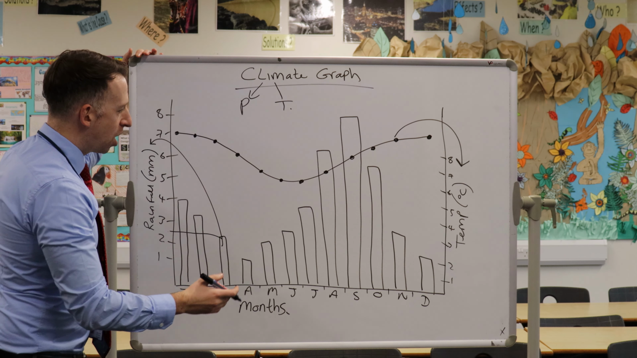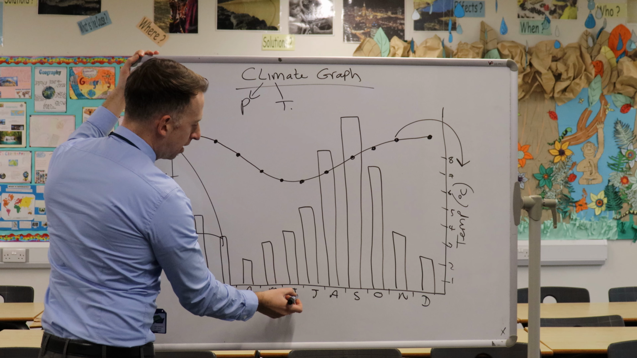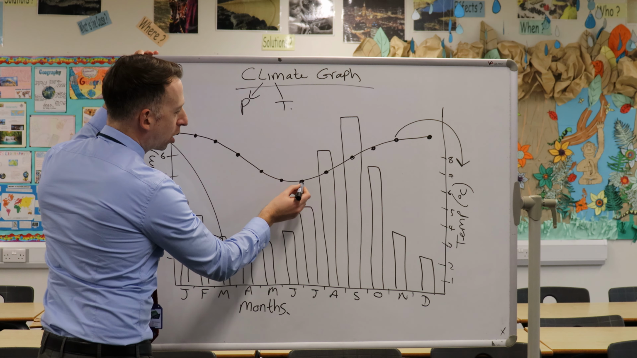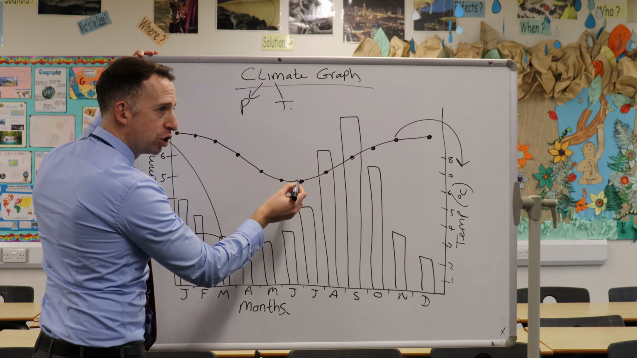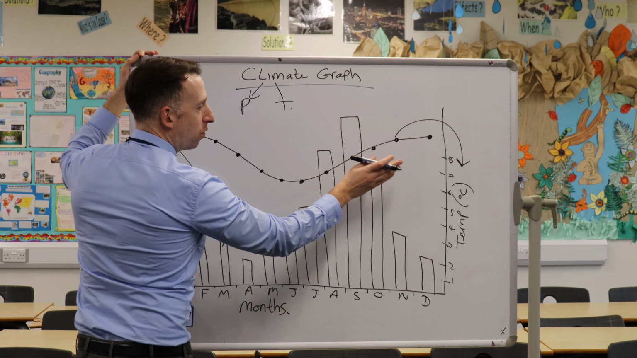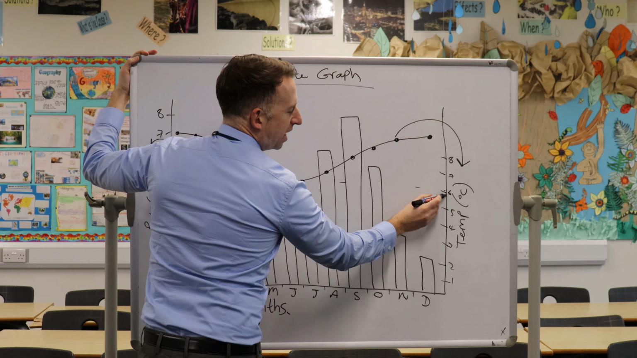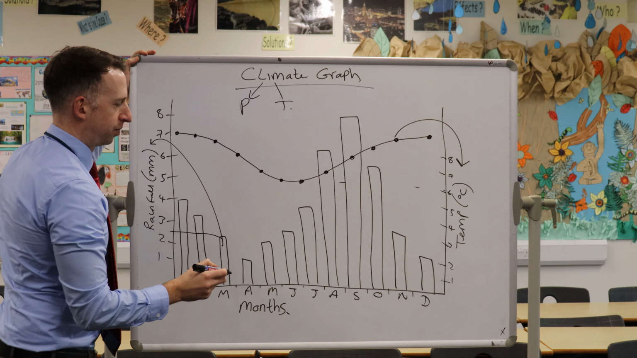But if I wanted to know the temperature, let's say in, I don't know, let's go to July. I go up to July, but I go to the line because the temperature is the line, and I read on this axis, there you go, it's about 6 degrees Celsius.